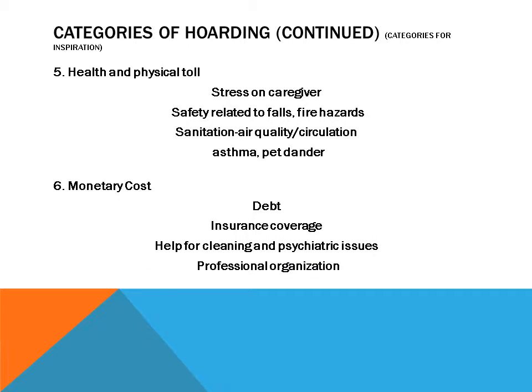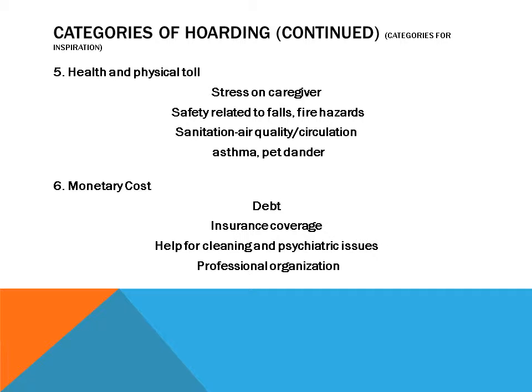A fifth category of hoarding includes health and physical toll. There's the stress on the caregiver. A lot of times family members are just unsure of how to help a hoarder and how to get proper assistance from outside sources. There's safety related to falls and fire hazards due to clutter in the home.